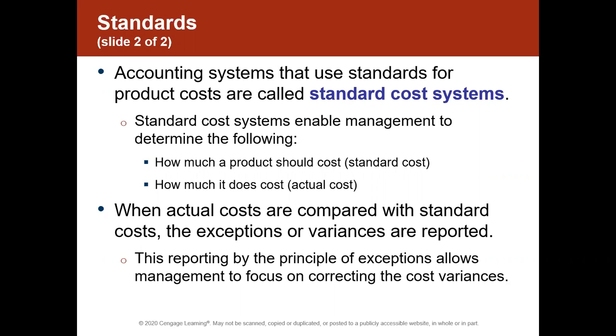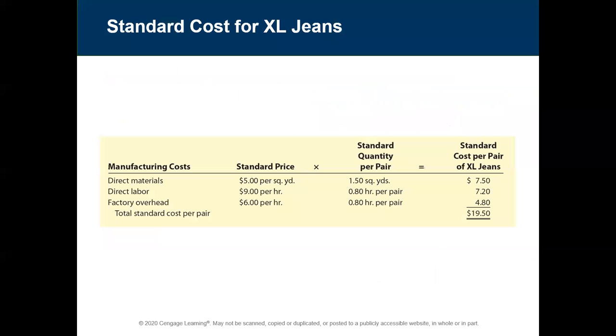The difference between our standard cost and our actual cost, we call a variance. In standard costing systems, there are variance reports showing what actually happened different from what we would expect to have happen.